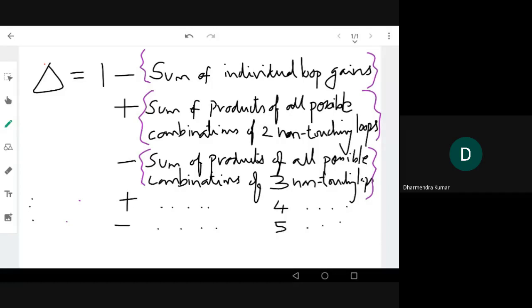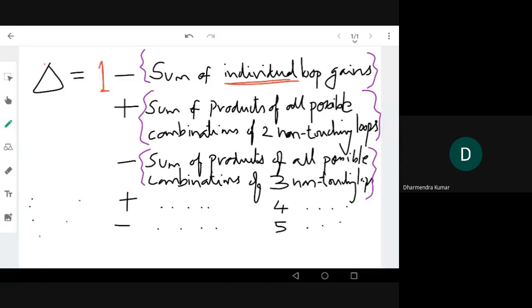Okay, so we can see a very important thing here, you should note these things. It always starts with a 1, very important, this 1 is very important. Even if others are 0, delta is at least 1, you should remember. And then the sum of individual loop gains, everything taken individually, right? So whatever number of loops are there, we have to calculate their gains. First you see the pattern, 1 minus the sum of individual loop gains. Now we have taken all the loop gains individually.